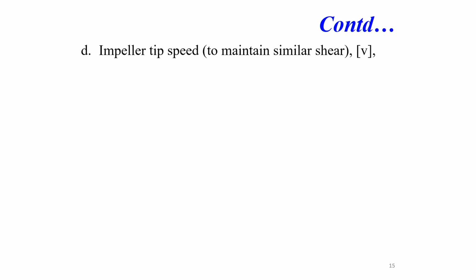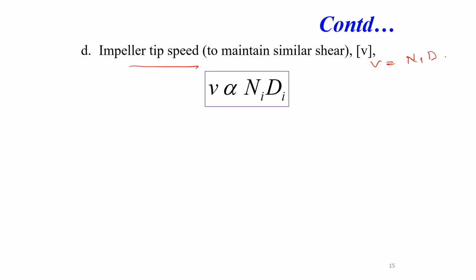Now, next is constant impeller tip speed V, where V equals Ni di. So, the criterion will be N1 d1 equals N2 d2.